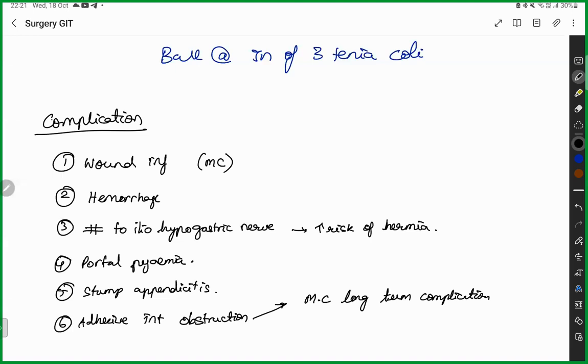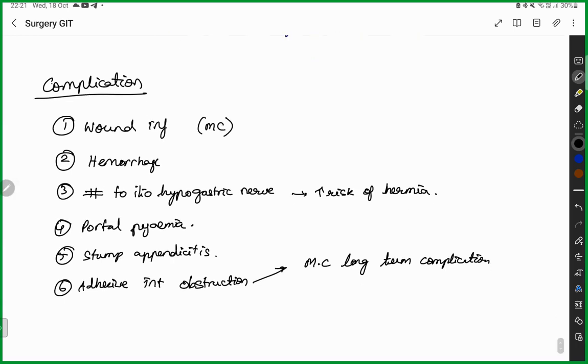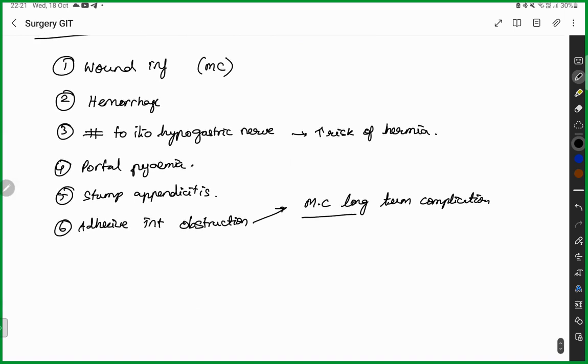The first one is going to be wound infection. Number 2, hemorrhage. Number 3, injury to the iliohypogastric nerve, which is going to cause increased risk of hernia. And you're going to have portal pyemia, stump appendicitis, and adhesive intestinal obstruction. Most common long-term complication is going to be adhesive intestinal obstruction.